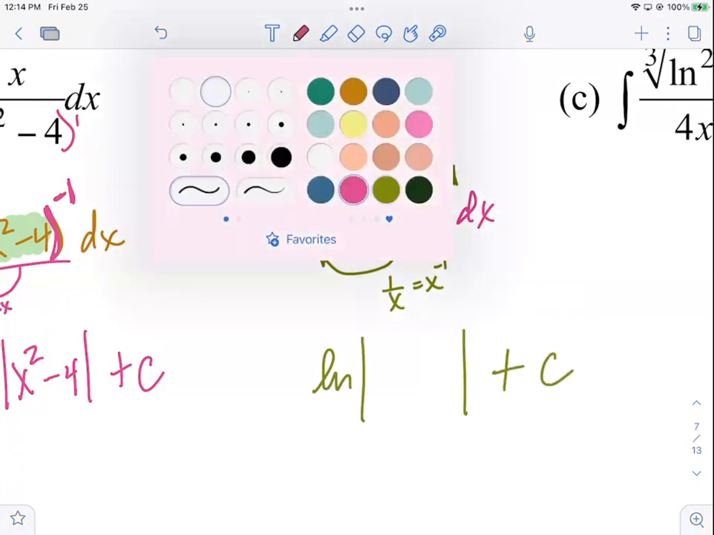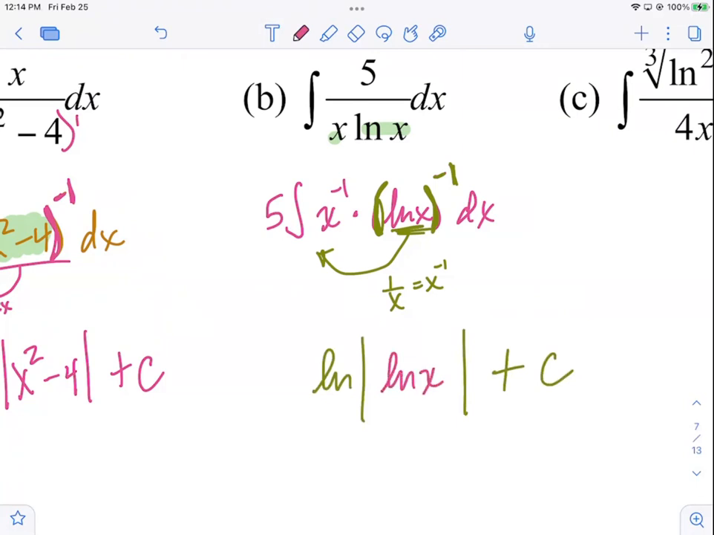And oh, by the way, what's the blob? Yeah, very good. Oh, the 5, don't forget the 5. Yes, don't forget the 5.